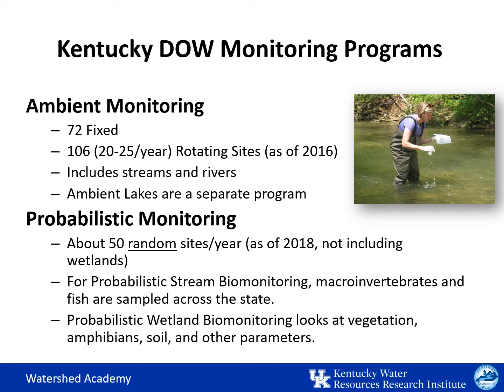Probabilistic stream monitoring of macroinvertebrate populations at about 50 randomly selected sites statewide each year is conducted. This type of sampling takes place on boatable, wadable, and headwater streams in order to more broadly characterize aquatic life support for that basin or watershed area. In other words, results are generalized to describe similar stream types within that watershed or basin. There's also probabilistic monitoring of wetlands that assesses amphibians, soils, and other parameters.